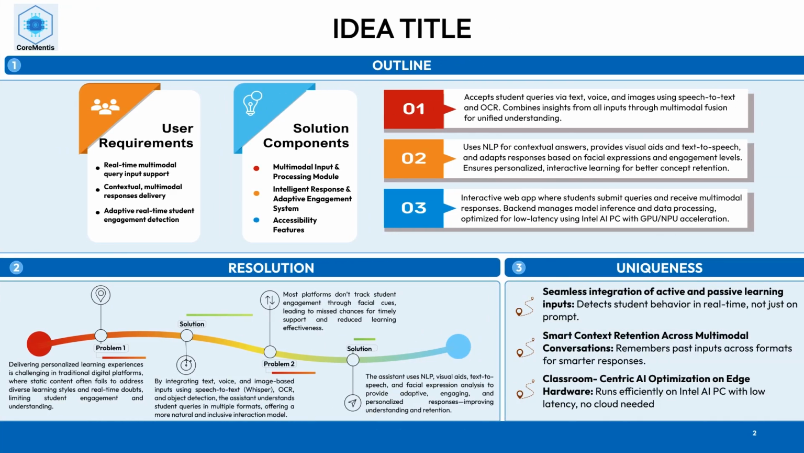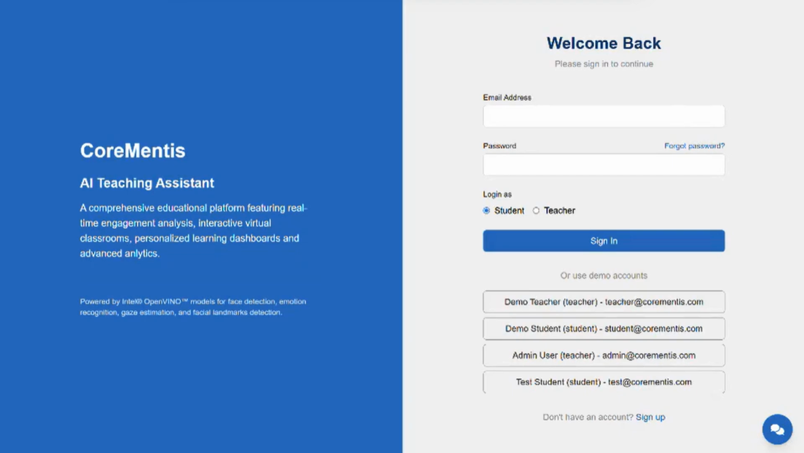Traditional digital learning platforms are often static and don't support diverse learning styles. Students can't ask their queries in real time using different formats like voice, text, or images, which limits their understanding. Also, these platforms don't track student engagement through facial cues, so teachers miss chances to support struggling learners at the right time. This results in poor learning outcomes and low retention.